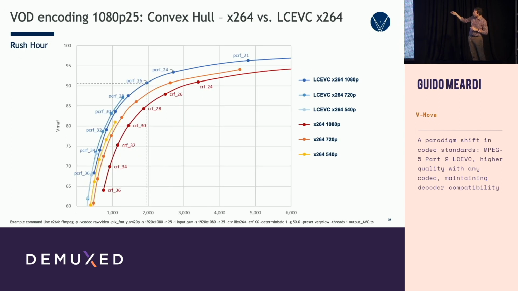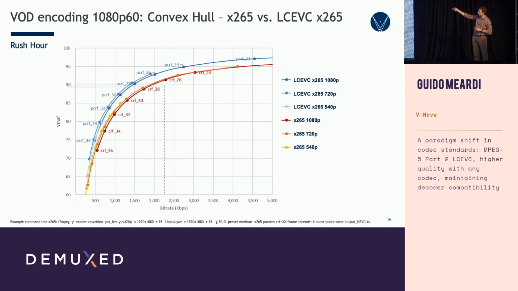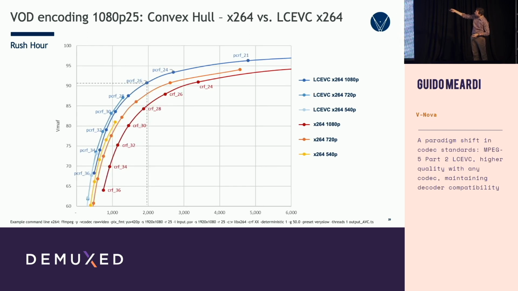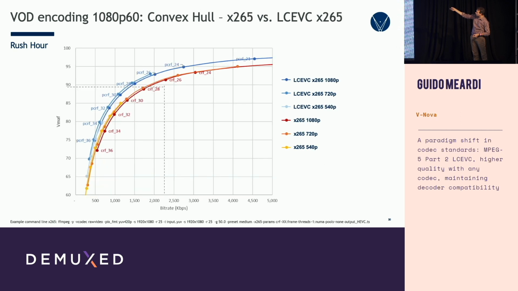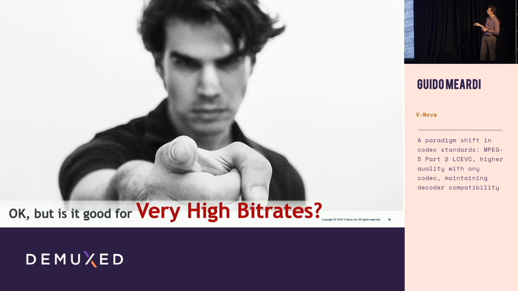Rush hour is actually interesting because here you see rush hour with X264 and rush hour with X265, and you see that there are differences in the convex hulls. So HEVC has convex hulls that are closer because of how it works, but the distance between the two curves is pretty similar. So essentially, LCEVC seems to bring kind of the same benefits to H.264 and HEVC, not a lot of degradation with the changing codec. They are just both better.